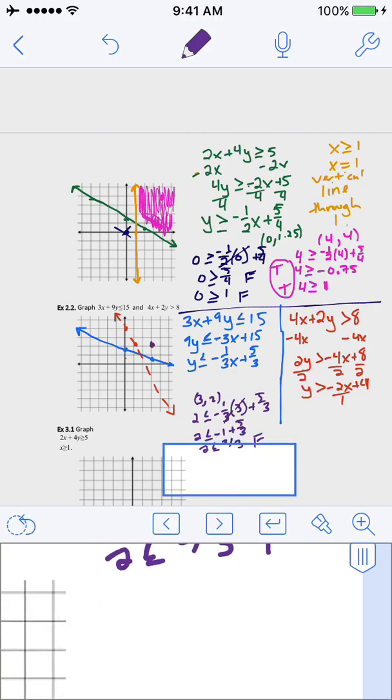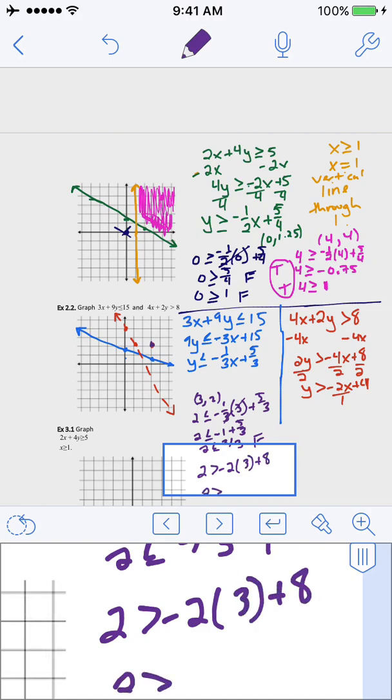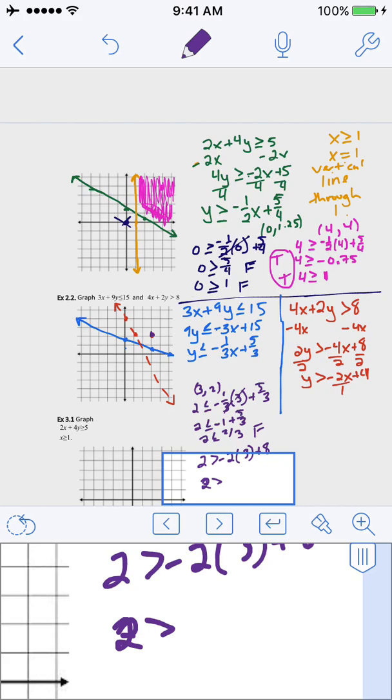So y is 2 still, is greater than negative 2 times 3 plus 8. 2 is greater than, wait, 5/3 minus 3/3. Yep, okay. 2 is greater than negative 6 minus 8 would be 2. Is 2 greater than 2? 2 greater than or equal to 2? Oh, no, just greater than, sorry.